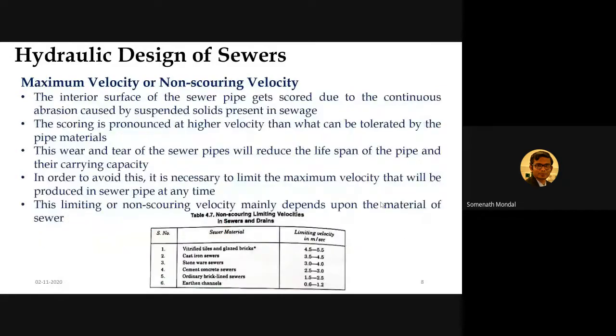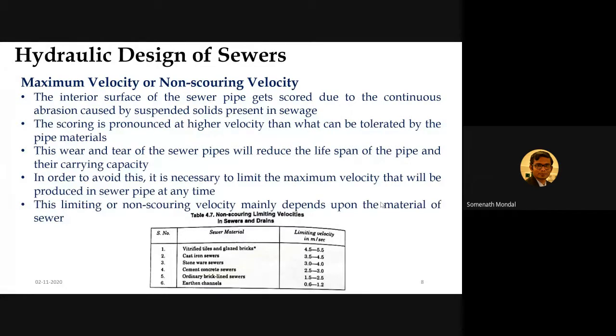Fine. So next, what we are going to talk about is the maximum velocity or non-scouring velocity. The smooth interior surface of a sewer pipe gets scoured due to continuous abrasion caused by the suspended solids present in the sewage. Just try to imagine, the solid particles continue to create an effect of abrasion on the inner surface.